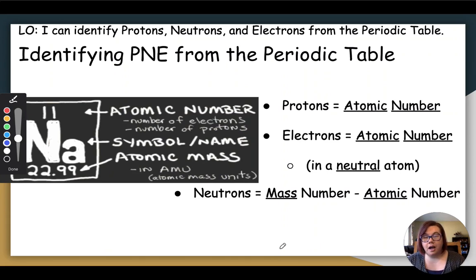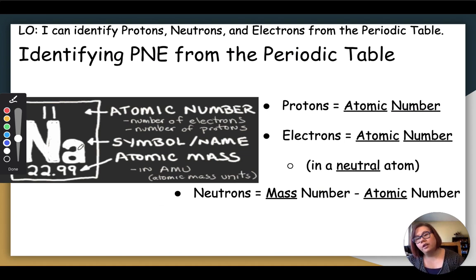Neutrons, now, we need to figure out by doing just a little bit of math. I had mentioned previously that our mass number is protons plus neutrons. So if we can find the mass number by rounding that atomic mass, and we know the number of protons because it's our atomic number, rearrange that a little bit and we can figure out that neutrons are the mass number minus the atomic number.